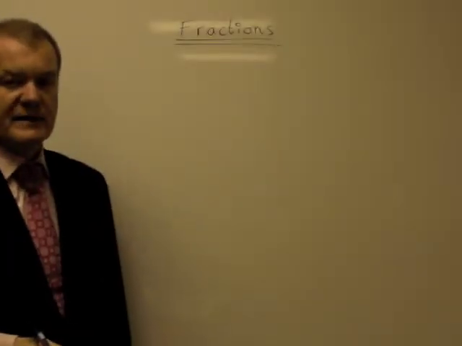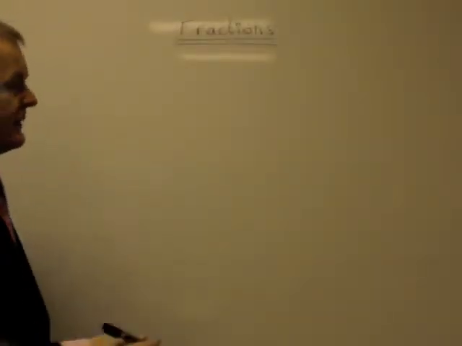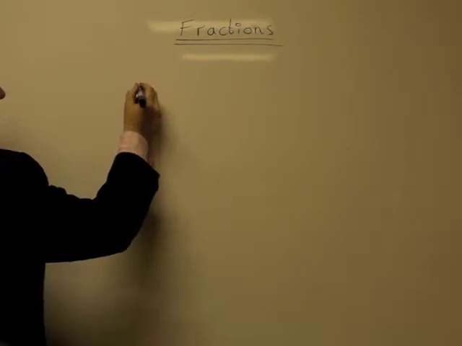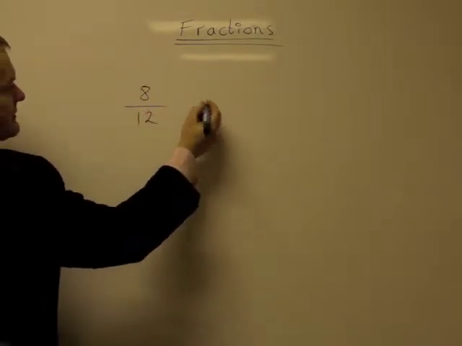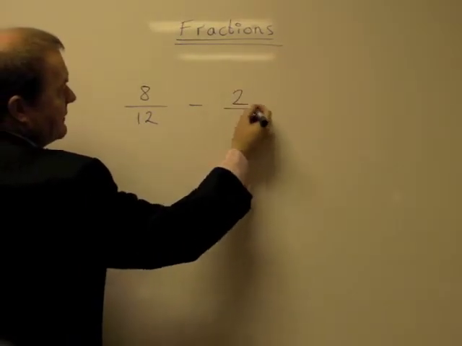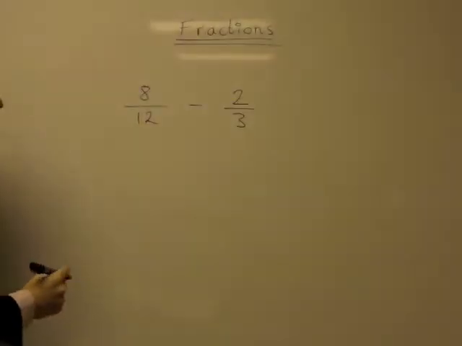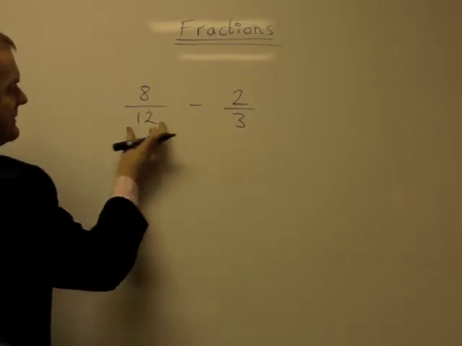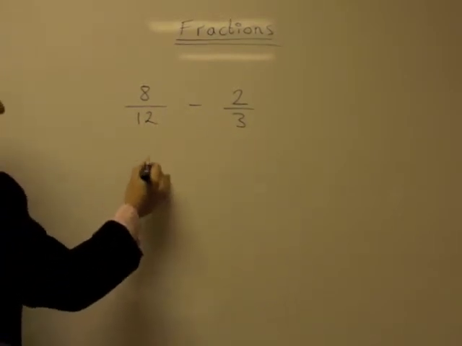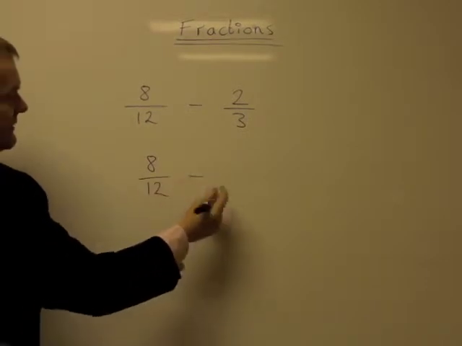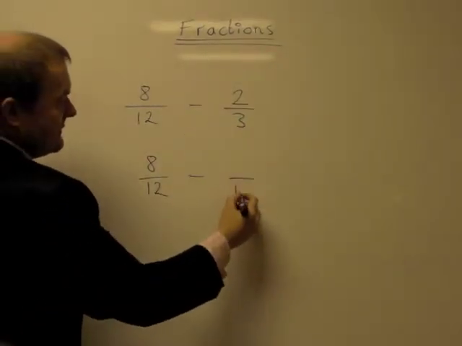So subtracting fractions when they've got different denominators. 8/12 take away 2/3. So again here, two different denominators, so I can't deal with these at the moment. So I've got to change them to be the same. So 8/12 take away, and I'm going to change this into twelfths this time.